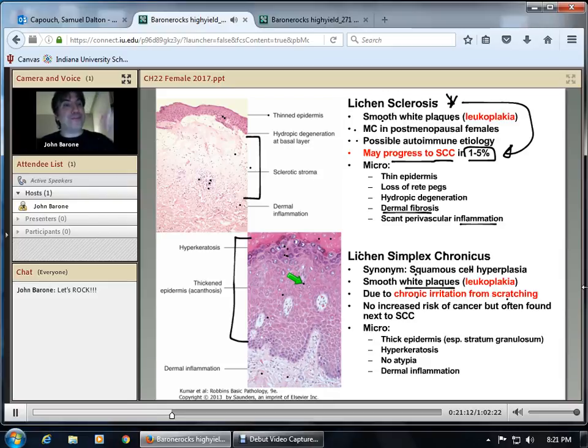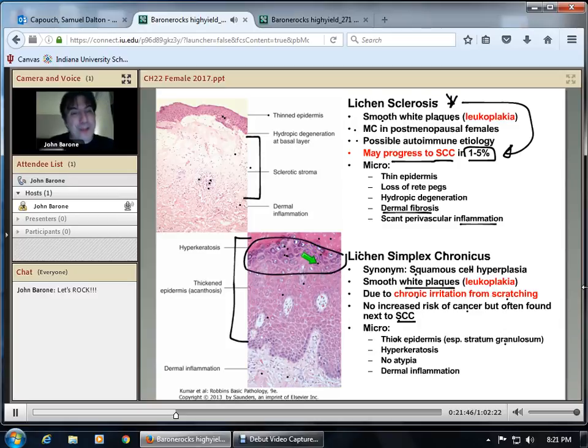But if there's a malignancy in that area, do you think you may scratch? Yeah, if you have a bump there, you may scratch it and scratch it. So we often see this next to a malignancy. It does not lead to malignancy, but it's often next to it. So again, there's no increased risk of cancer, but it's often found next to cancers because we get irritation and we scratch. Under the microscope, thick epidermis, especially the granular layer. There are little purple dots in there, purple granules.